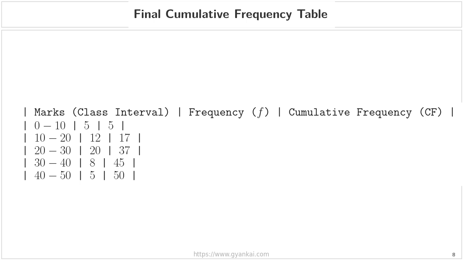Notice how this final number, 50, matches our total number of observations, which we'll call lowercase n, and this is a great way to double-check that our calculations are correct before we move on to the next slide, where I'll show you how to use this specific column to actually locate the median class.